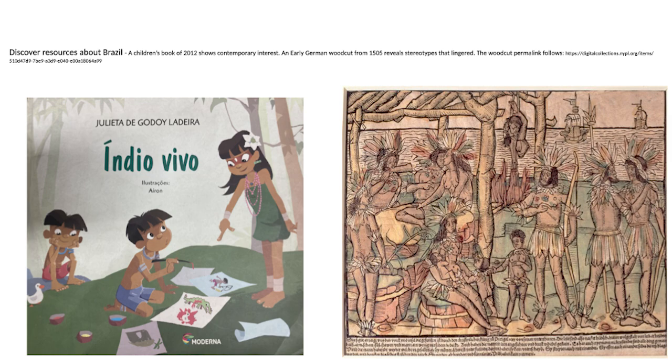Resources about Brazil, past and present. Images of Brazil emerged early, as a German woodcut of 1505 confirms. This image in color, called Early German Woodcut of a New World Scene, can be downloaded from the New York Public Library. The woodcut shows stereotypes. Along with family scenes are depictions of cannibalism, which did exist among some indigenous communities in Brazil.